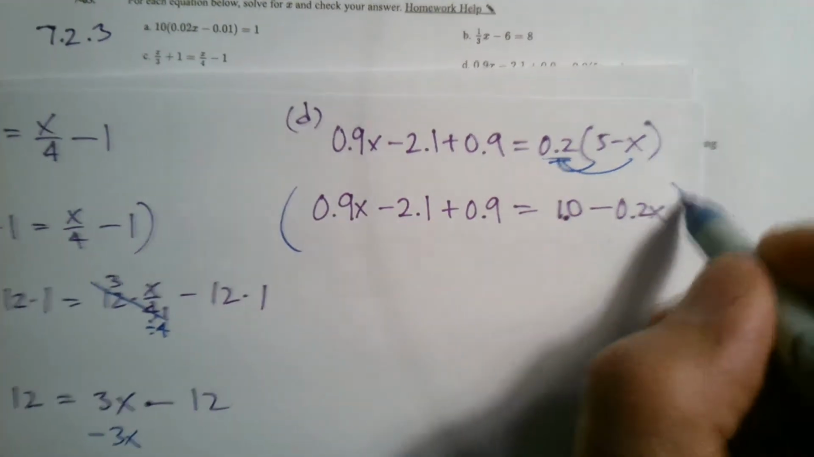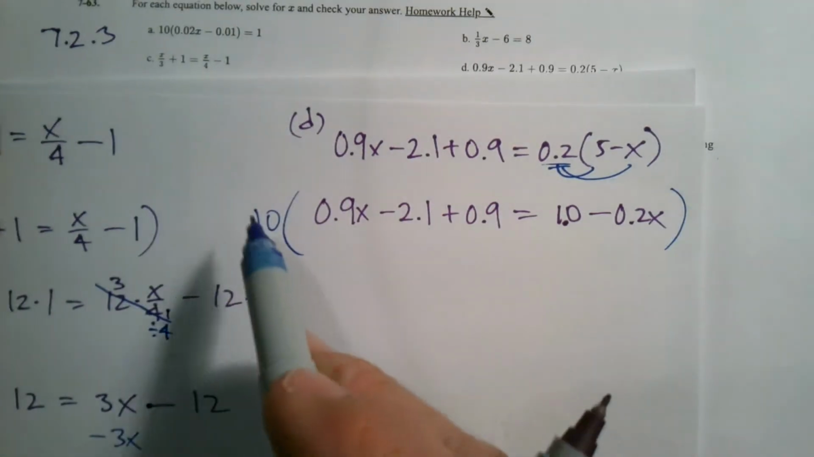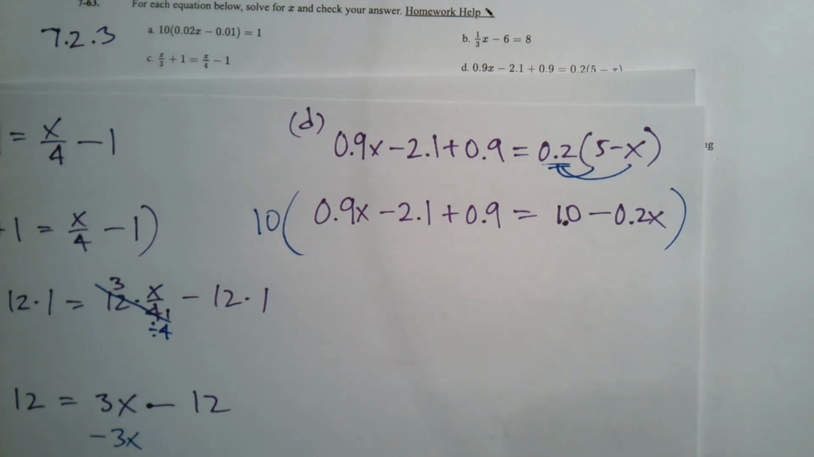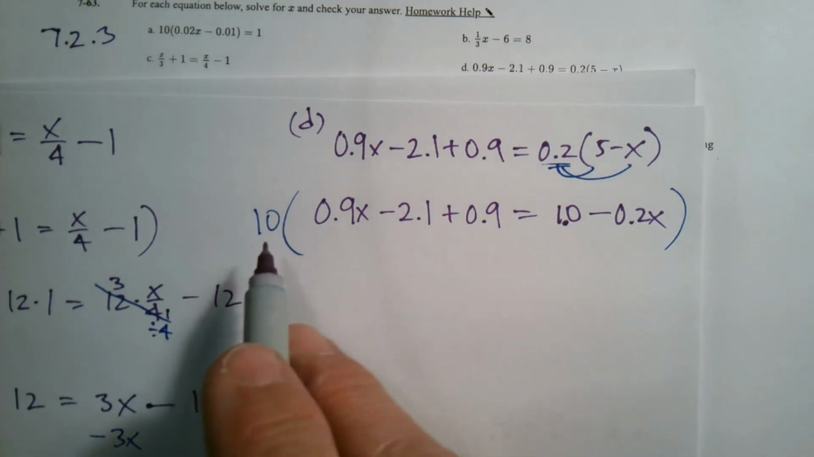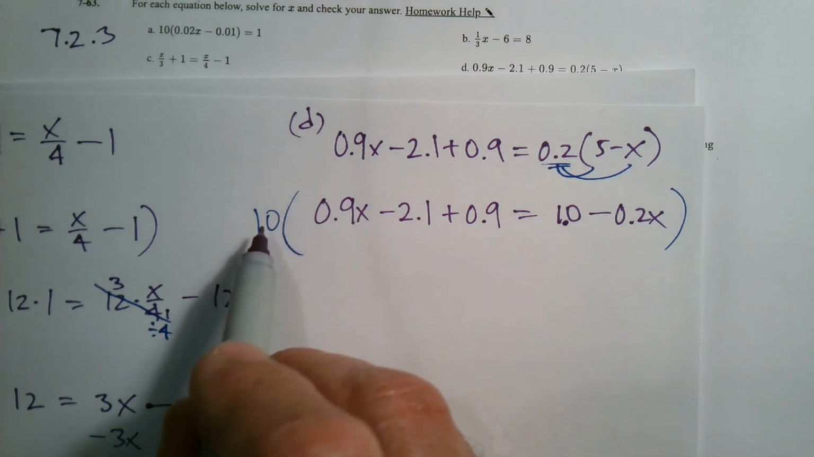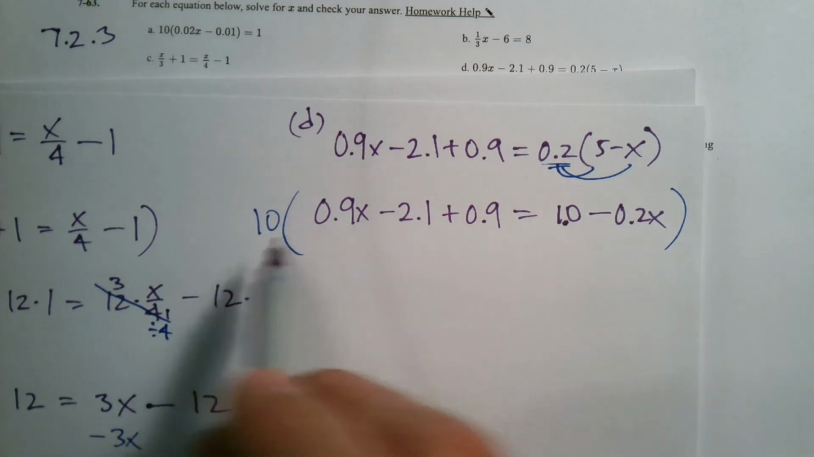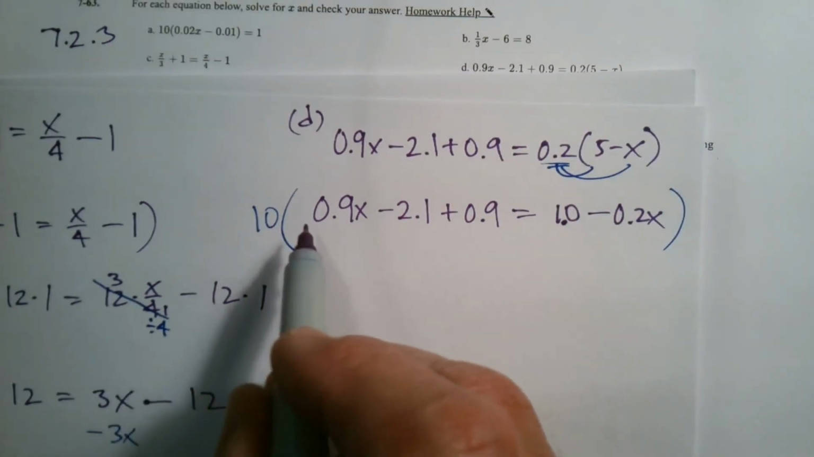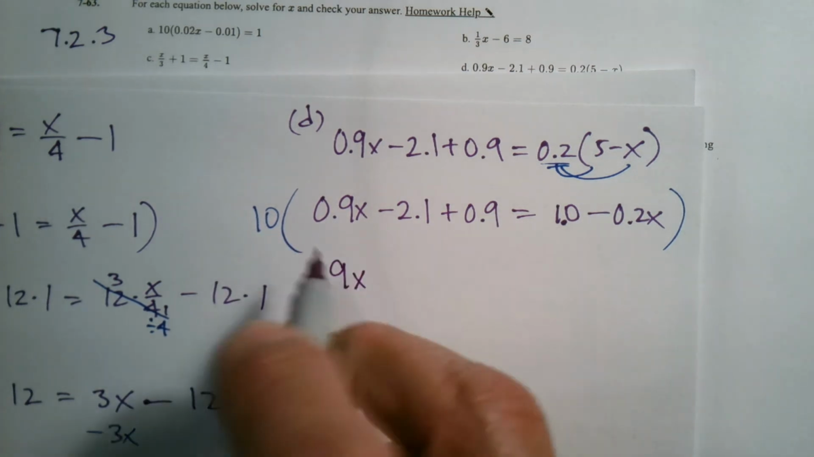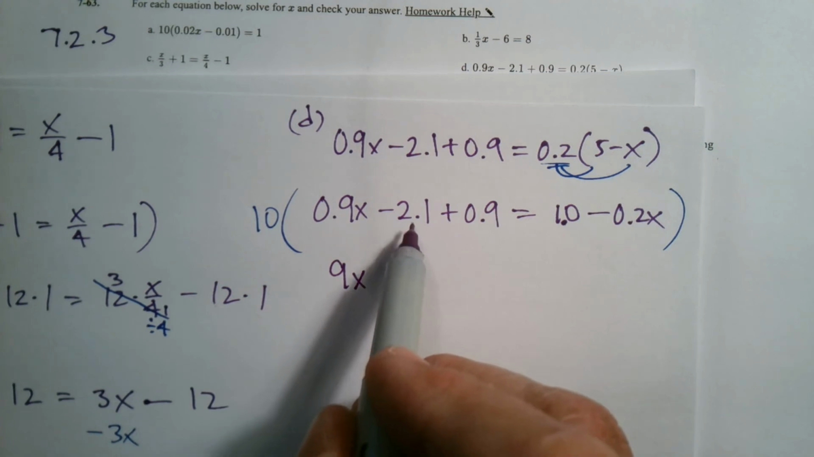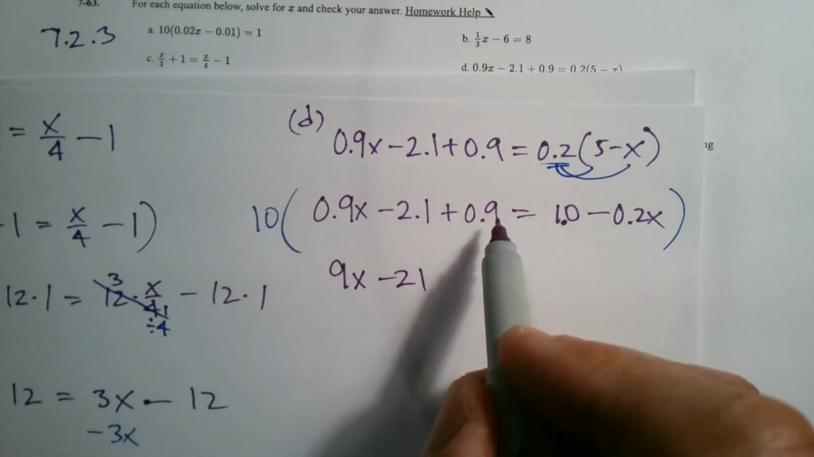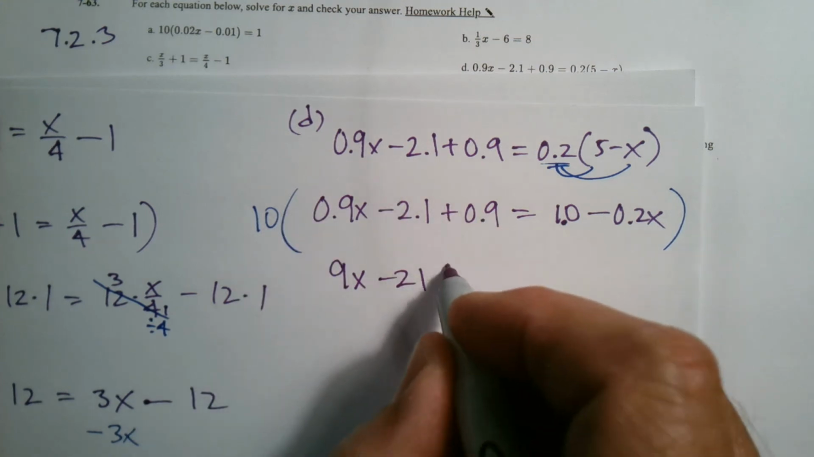Now I've got no more distributive property. This is when I can apply the decimal buster, and my decimal buster is 10 because every one of these is tenths; there's only a single digit past the decimal place. So I'm going to multiply everything by 10. Normally I would write 10 times each term, but in this case I'll just talk you through it. 10 times that moves the decimal place once, so now it becomes 9x. 10 times 2 and 1/10 moves the decimal place once, so now it becomes minus 21. 10 times 9/10 becomes plus 9.